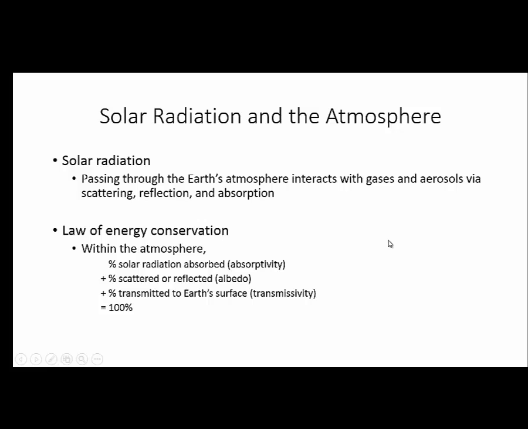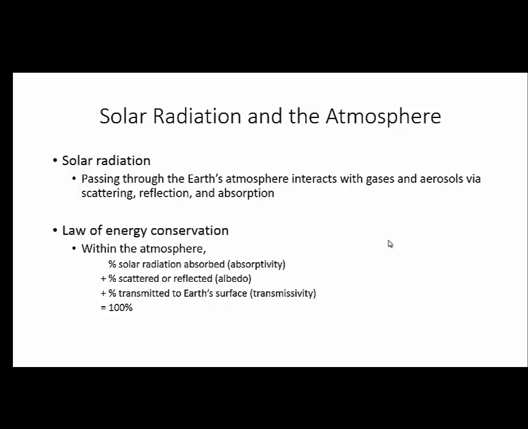All right, once shortwave solar radiation from the sun enters Earth's atmosphere from outer space, several things are going to happen to it, because it's going to interact with the gases in the atmosphere that are primarily oxygen and nitrogen, but some other gases, and it's going to interact with the aerosols. Remember what aerosols are. Aerosols are solid particles that are floating in the atmosphere, and depending where you are on Earth, they can be different things.